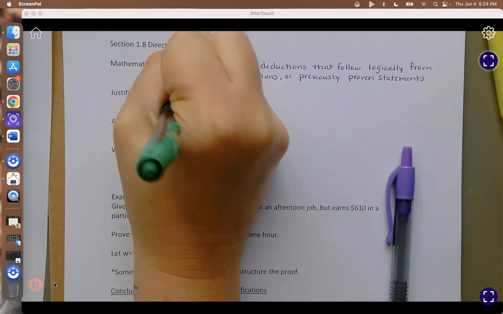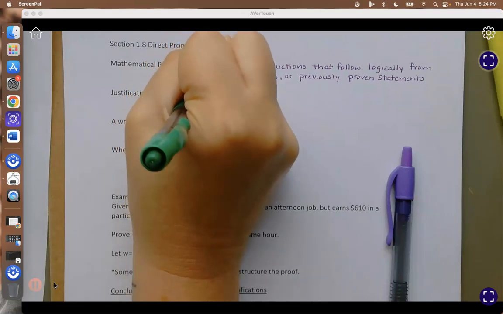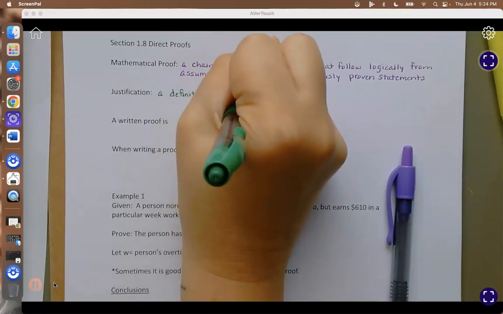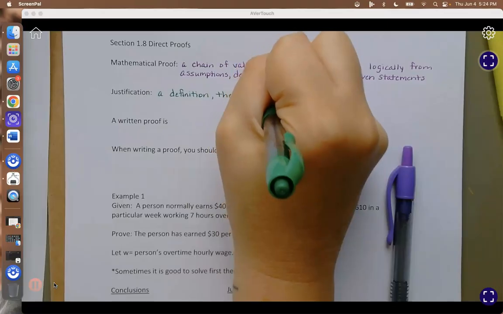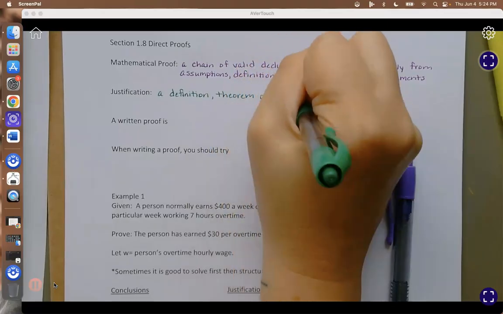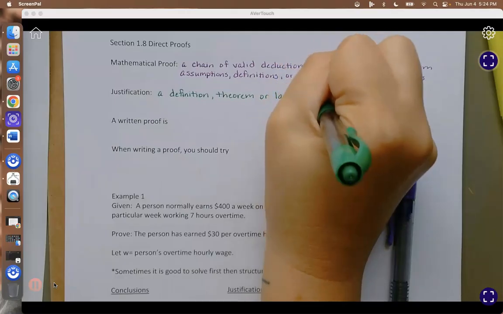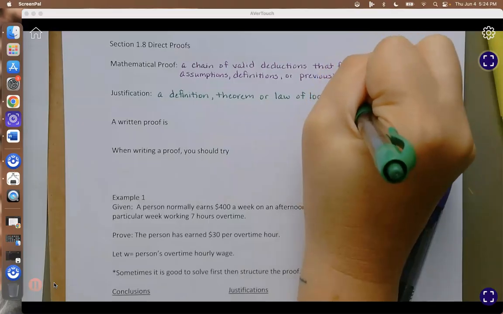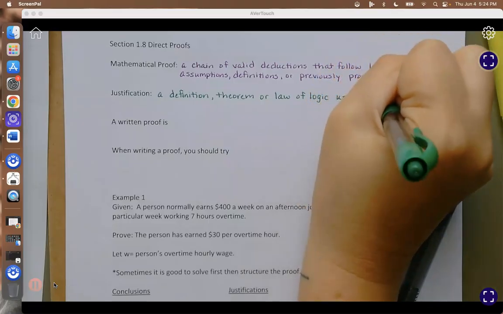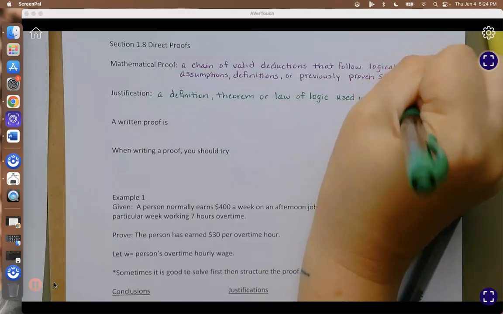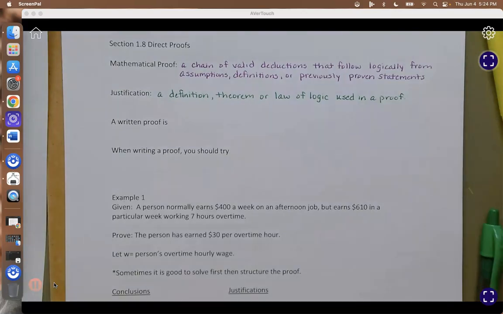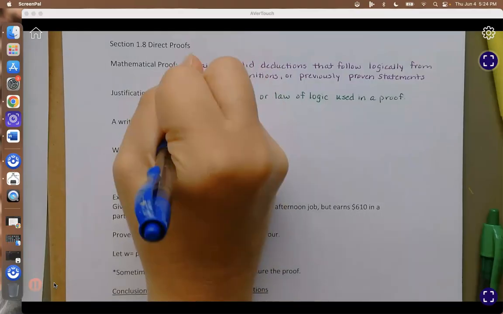So a justification is a definition, theorem, or law of logic used in a proof. A written proof, because what I had you do, or other teachers have you do, is just say it out loud. So a written proof is just putting it on paper, okay?